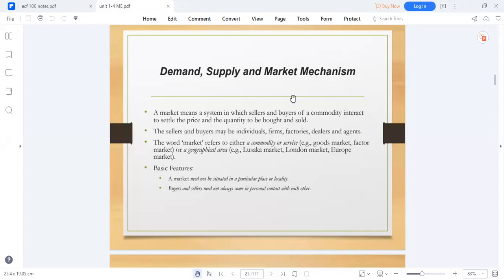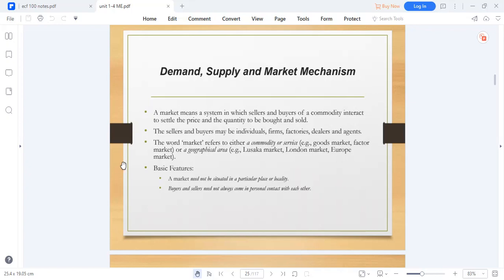So a market is simply a system in which the buyers and the sellers transact either a service or a commodity, which can come in terms of a good. In this market, we are supposed to settle for a price and quantity that must be sold or bought. The sellers and the buyers may be individuals, firms, factories, dealers, or perhaps agents.